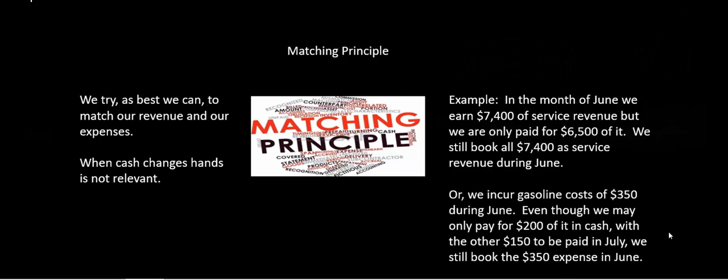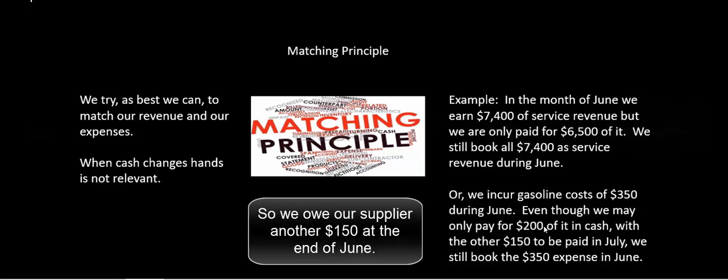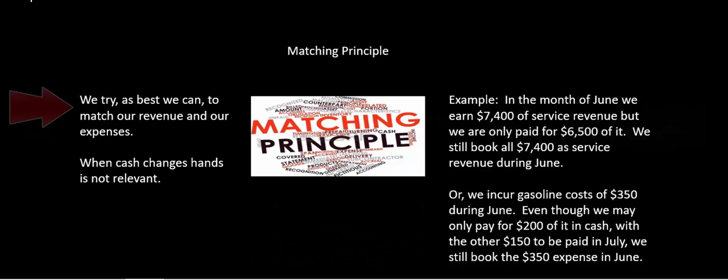Similarly, if we have a total gasoline cost of $350 in June, even though we only wrote a check for $200 and we're going to pay the $150 next month, that total expense of $350 would go into the month of June, even though the last $150 wouldn't be paid for until July, because we want to match our revenue and our expenses. We want to get our revenue into the period where we earn it, and we want to get our expenses into the period where we incur it to earn that revenue. So when cash changes hands, it's not that relevant to when we book revenue and expenses.